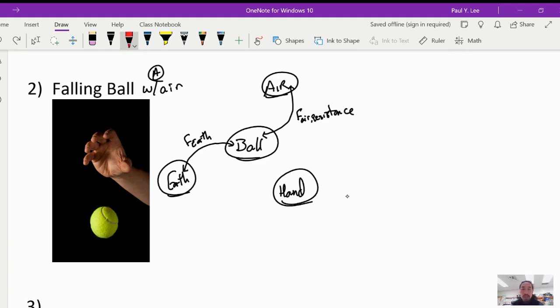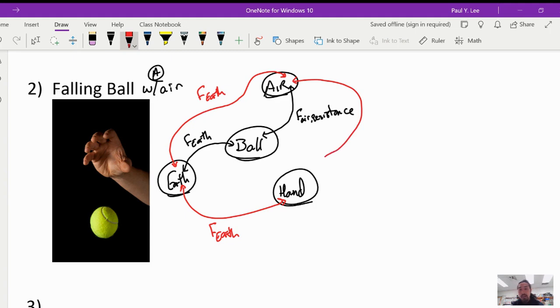Is the Earth interacting with the hand? Yes, it is. I'm going to do that in red. I'm going to call that the force of the Earth. Is the Earth interacting with the air? Oh yeah. Kind of hard to believe, but the air and the Earth interact. What is that called? The force of the Earth. The Earth interacts with everything. Let's see. Is the air interacting with the hand? I could see an argument for yes, but you know what? It's not interacting with the ball, so we're going to leave that to red.